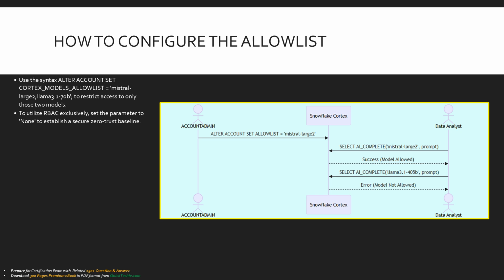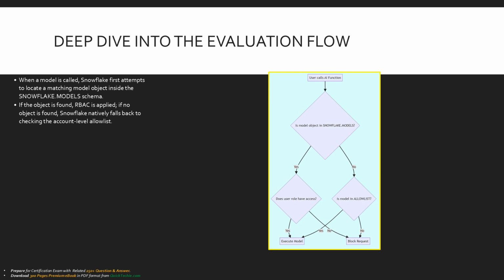Since this model was completely omitted from the administrator's allow list, Snowflake immediately intercepts the request and returns an error, preventing the unauthorized usage and protecting your compute budget. Now for the technical deep dive, how does Snowflake actually evaluate an execution request under the hood?